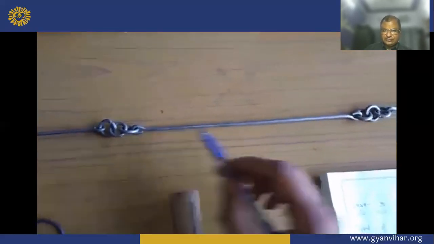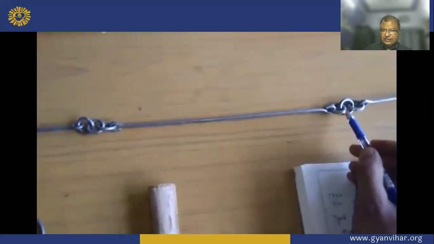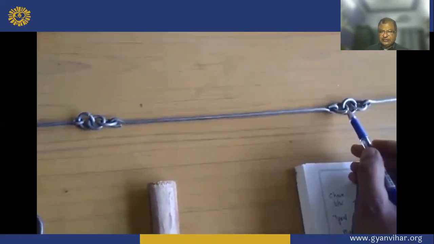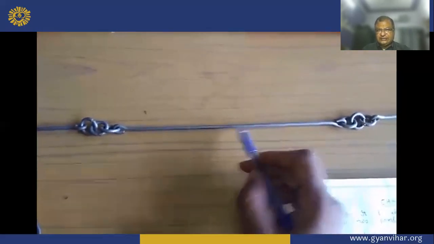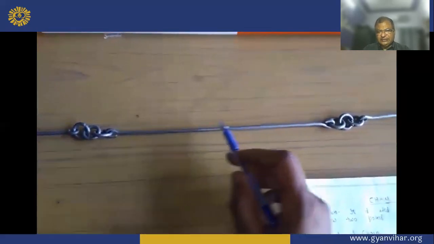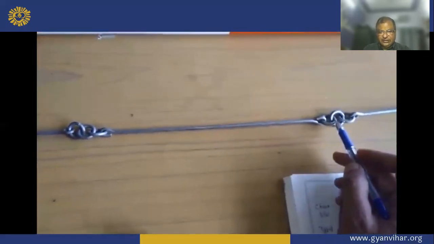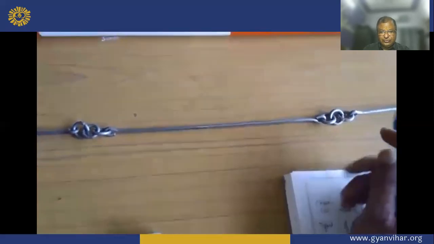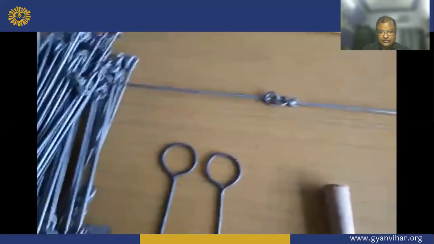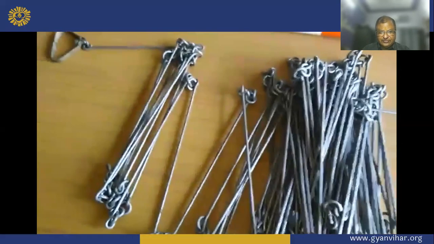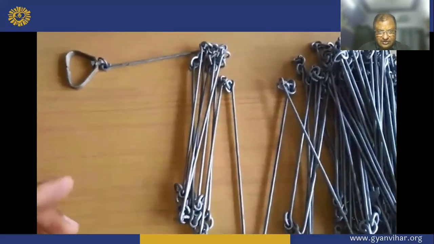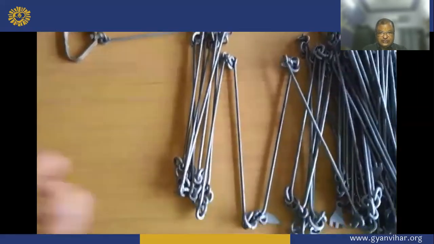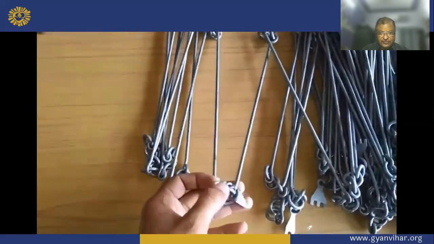This is the one link. This is the one link from here to here. And one link is exactly 10 centimeter each. And this is the carrying handle of it.